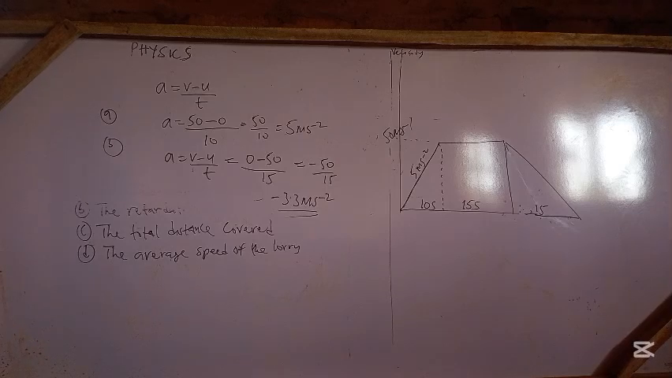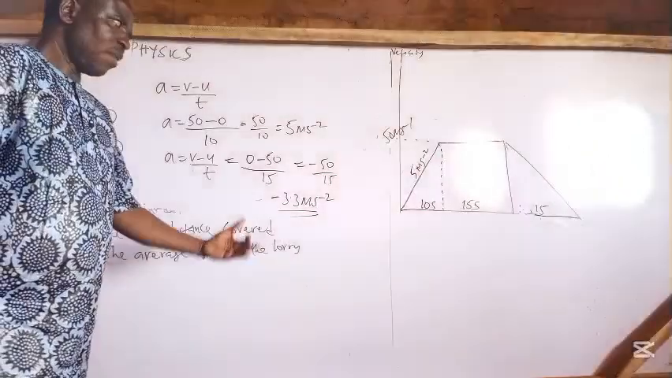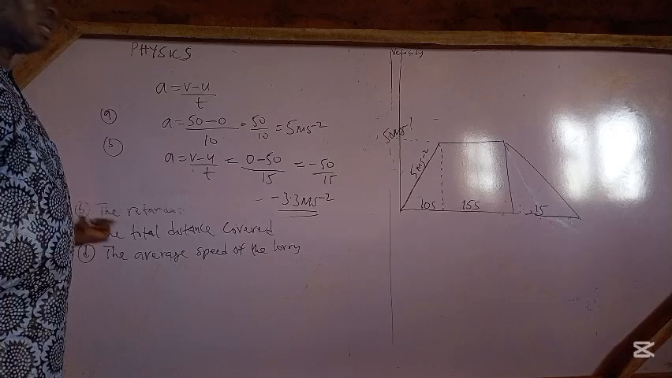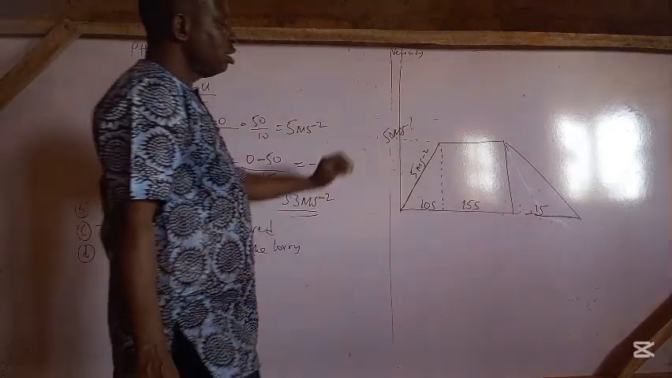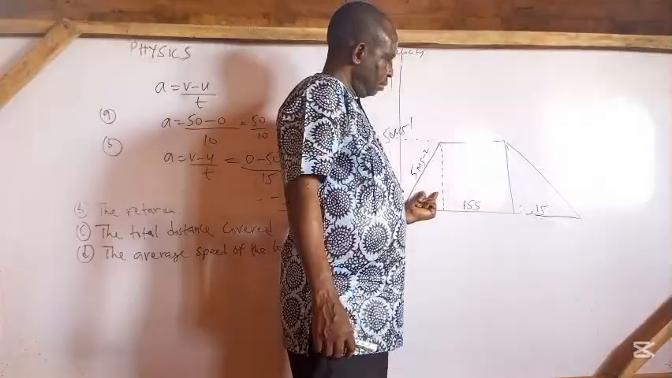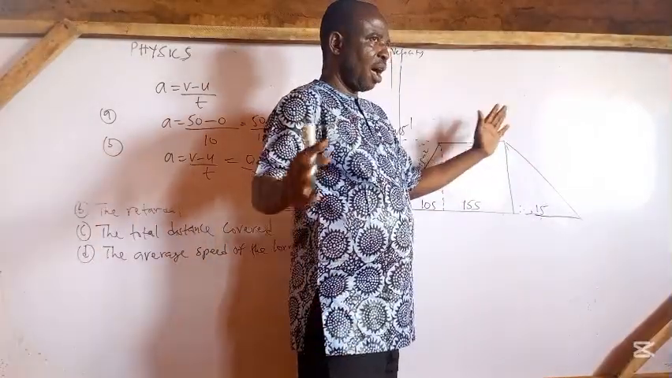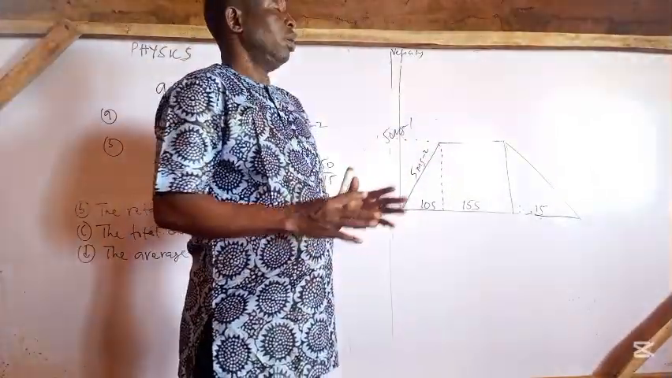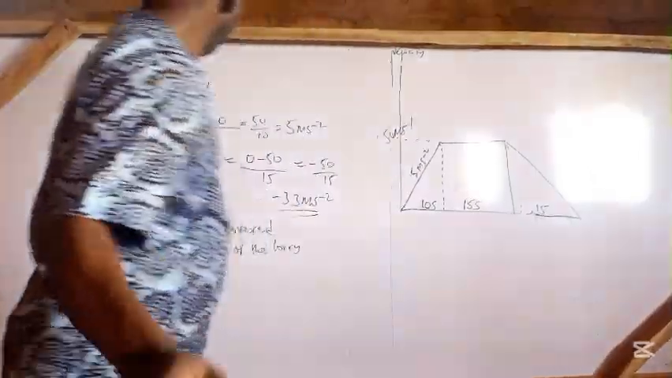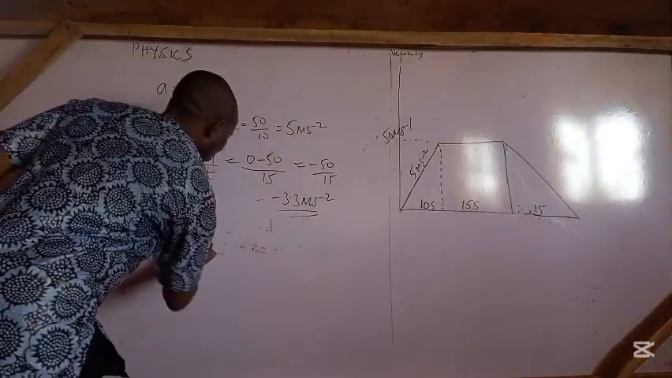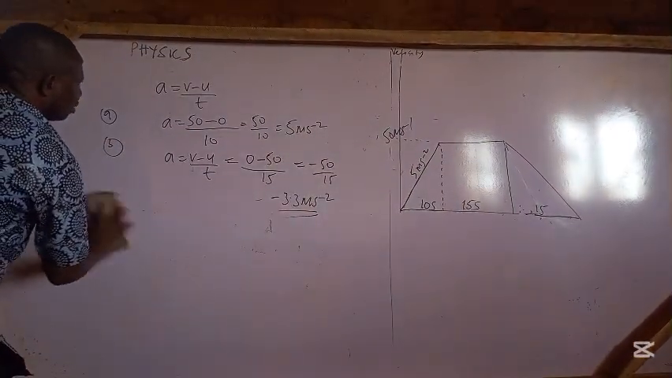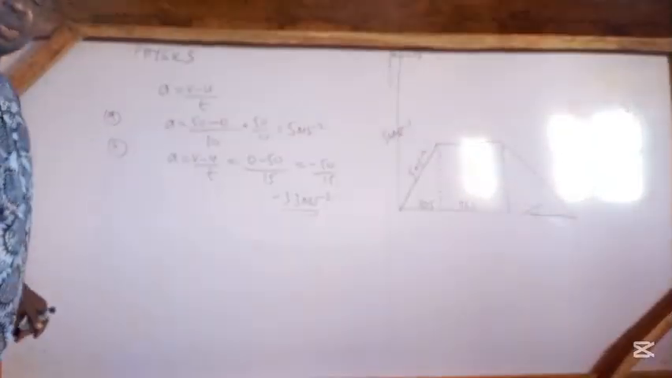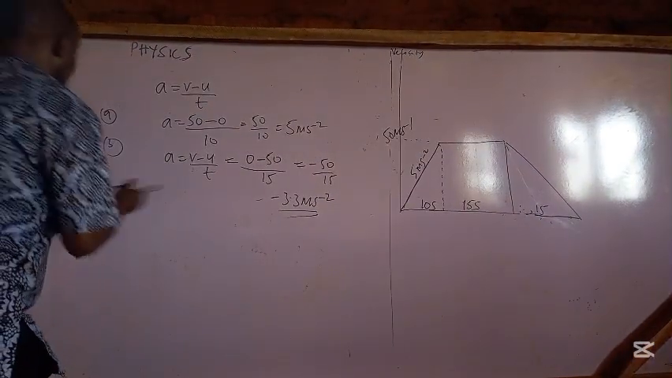Here, I want to know both methods. You can use two methods in this number C. For the total distance covered, you can find each area of the shape and add them together, or you make use of the trapezium rule. Let's use the two. Total distance covered. So that's why mathematics and physics go pari passu.